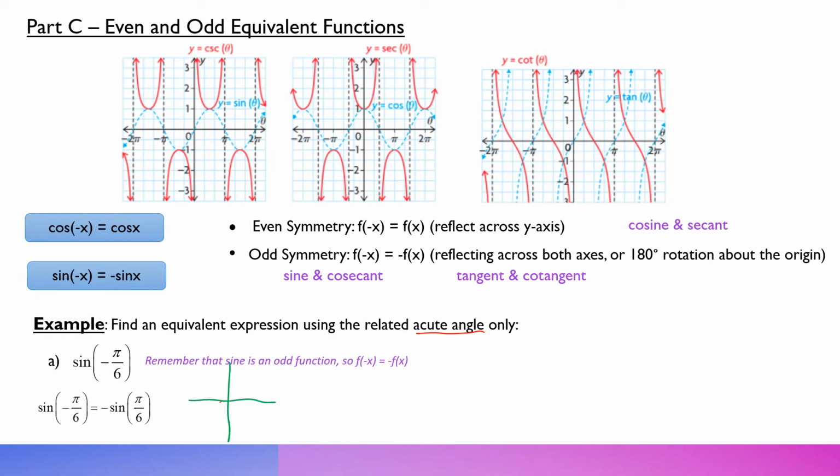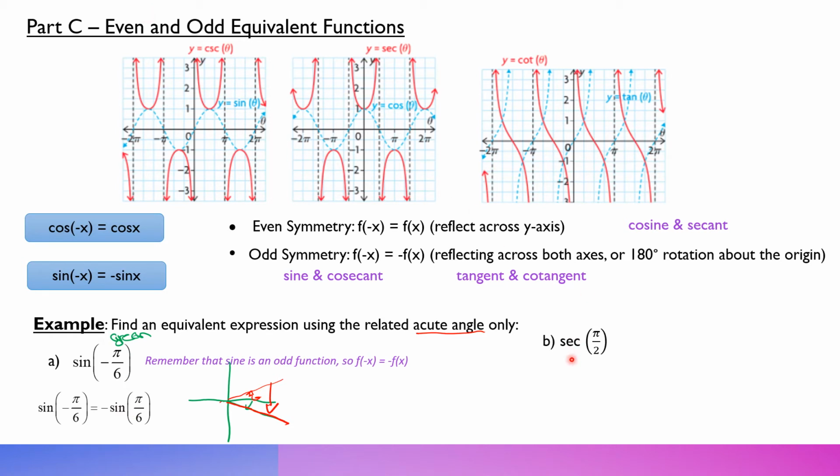negative pi over 6. I'm going to do this one in green here. Negative pi over 6 is rotating this way, right? Negative pi over 6 would be down here somewhere. Now I'm going to put this one in red. If I just did sine of pi over 6, it would be here. This is my pi over 6. But the negative in front means I've got to think about reflecting it down. So it goes right where the green one was. So that's one way to show you how those are the same.